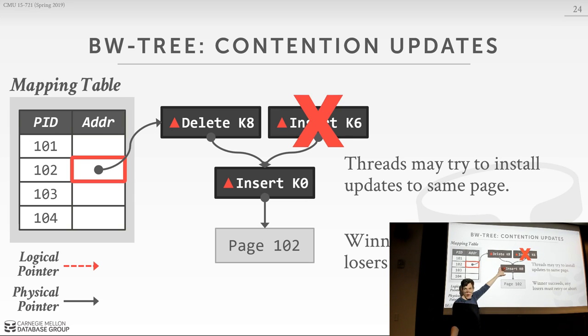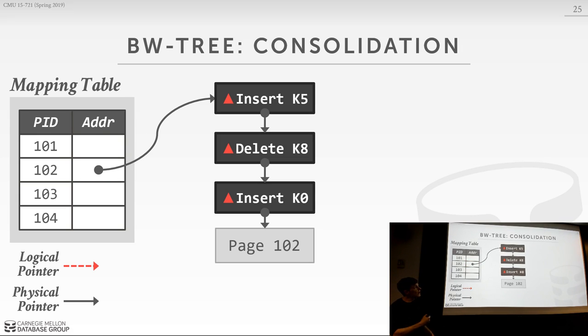In our implementation, no. And we'll see this in a bit. The easiest way to think about this, these are just malloc, some chunk of memory, and this is just a linked list pointer. But you don't actually want to implement it that way because it's way too slow. Right? So as he said, these delta chains can grow infinitely. So at some point, we want to consolidate them.